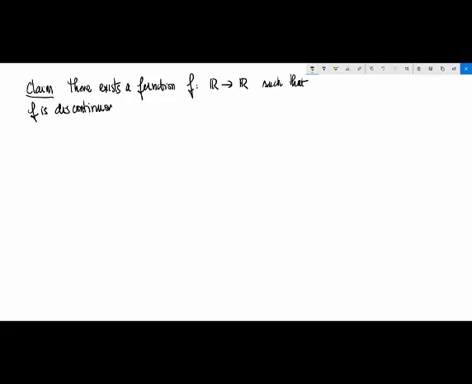Next, I will prove the following. There exists a function f which is mapping the reals into the reals such that f is discontinuous everywhere, but somehow f times f, which I will denote f squared, is continuous everywhere.